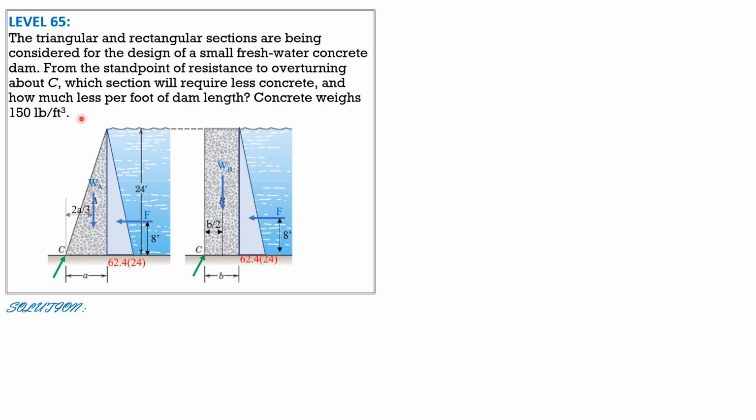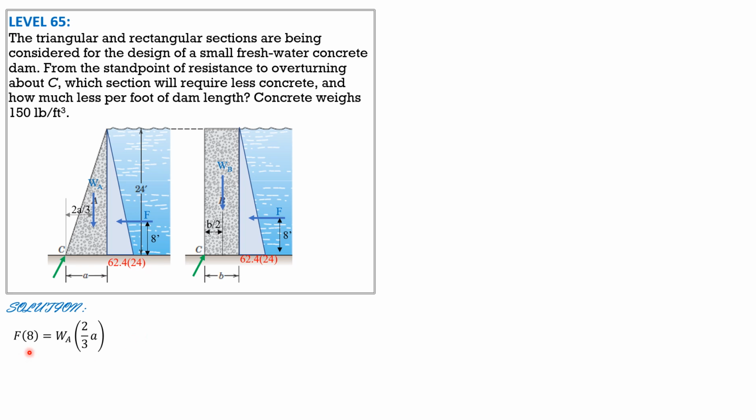So this is the reaction at C expected, R sub C, which occurs here because it is stated in the problem that resistance to overturning about C is the possible occurrence of what will happen when the depth of water is 24 feet. So F times 8, summation of moment about C, equals WA times 2/3 of A. That's the equation if we sum up moment about C for this case here.